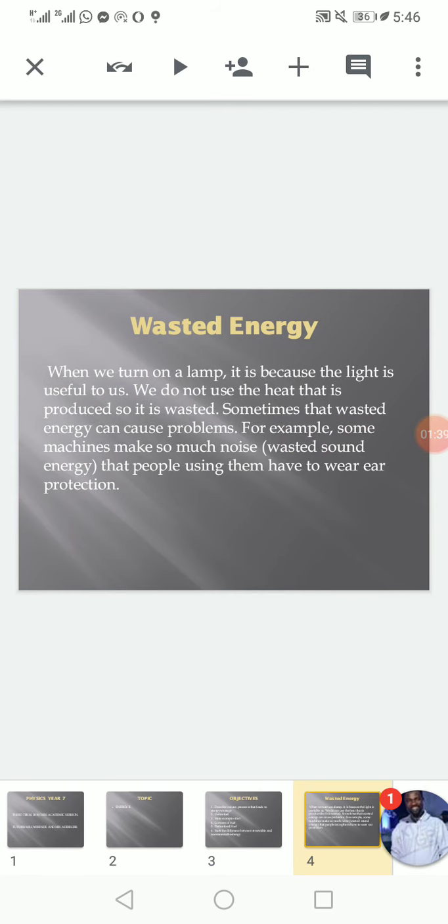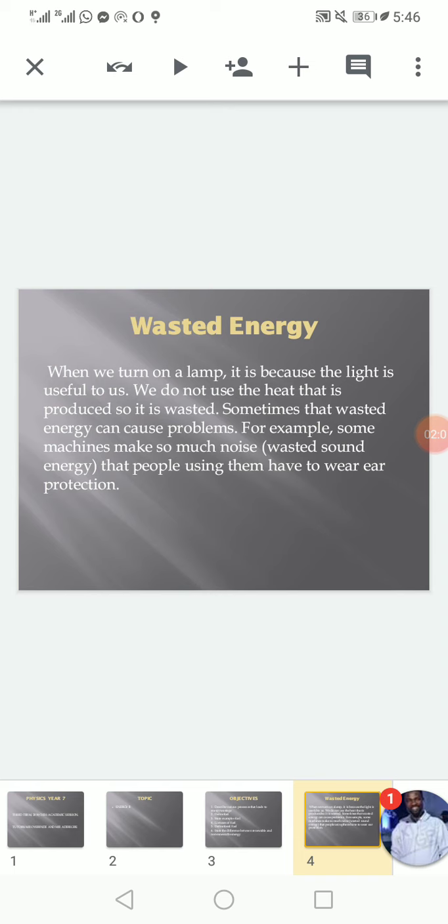Now, wasted energy. I'll quickly use an illustration. When you turn on a lamp, it is because the light is useful to us. We do not use the heat that is produced, so it is wasted. So in the process of using our lamp, another form of energy is being created, which is heat energy, and it is a form of energy that we do not want, and it is called wasted energy.